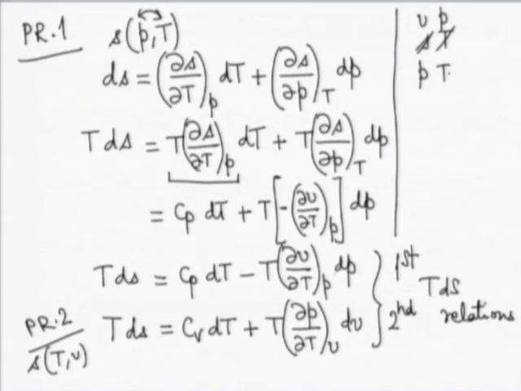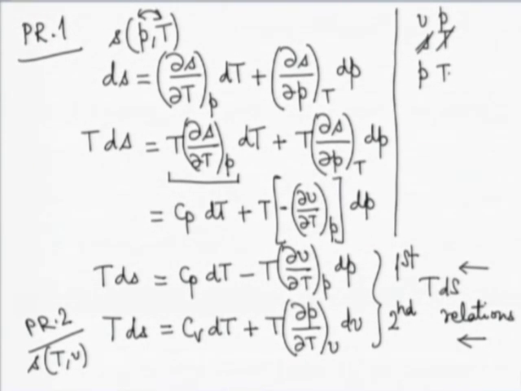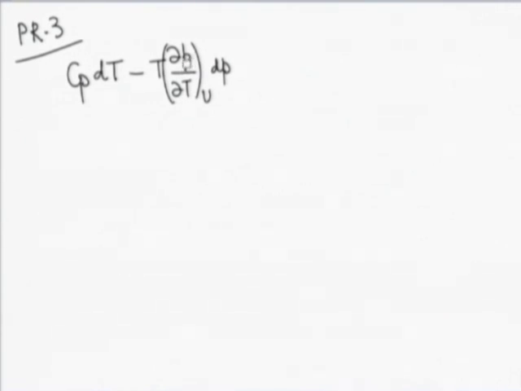But let us first derive this, and for deriving this we must be using these two TdS relations. We will rewrite those two TdS relations and we will see what we get. What I am going to do is, rather than rewrite the two TdS equations, I will equate the right hand side of the first TdS equation and the right hand side of the second TdS equation. So the right hand side of the first TdS equation is Cp dT minus T dV by dT at constant P dP. Let me check whether I have written that rightly.